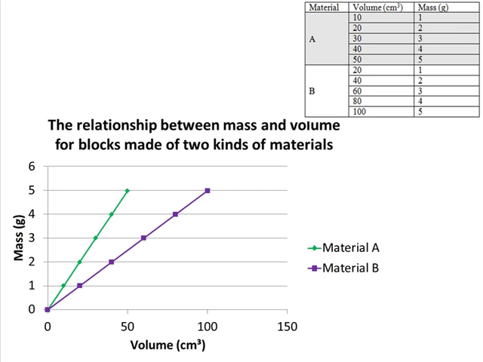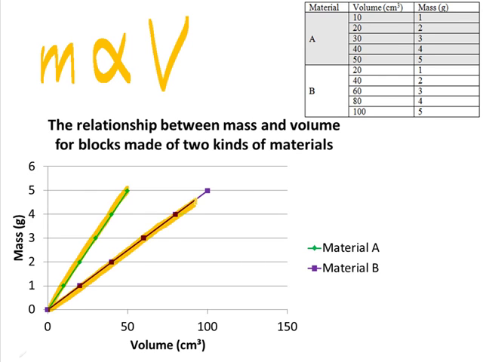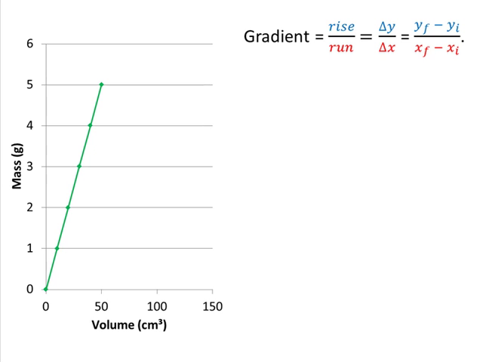This is what you should have found. As you can see, the relationship between mass and volume is direct proportion for each of the two materials. That's why you get a straight line graph. There is a constant gradient. The gradient stays the same all the time for each of the materials. What is that gradient? Gradient is rise over run. Let's calculate the gradient for each of these lines.